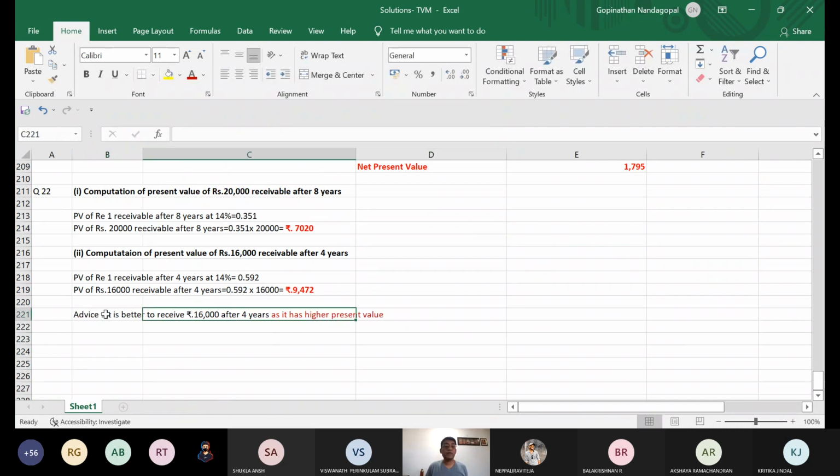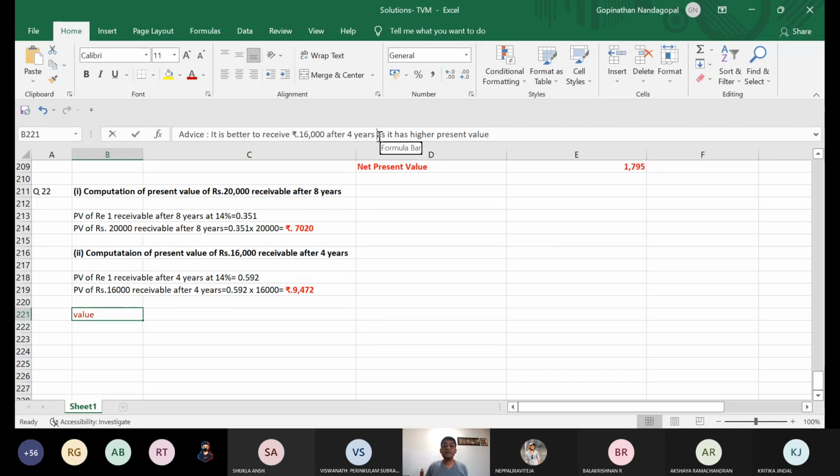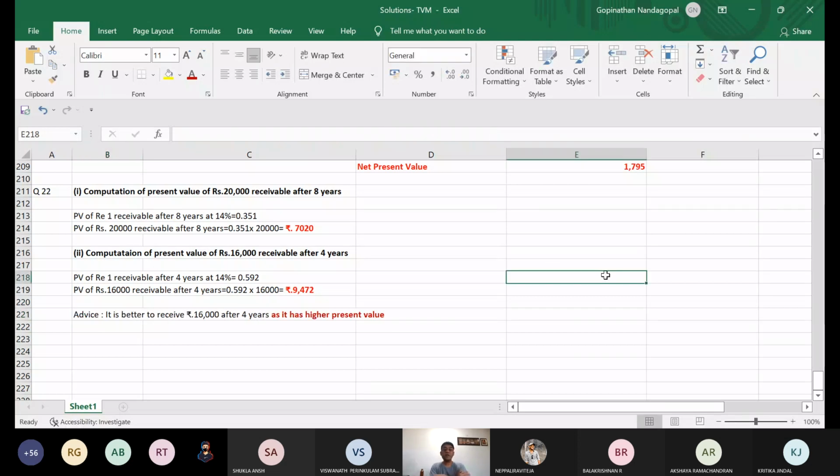This is very important. Can you see? Yes, sir. So please don't say 16,000 after 4 years is better. Why is it better? Why my advice is to choose that is what I highlighted. You can just see it.